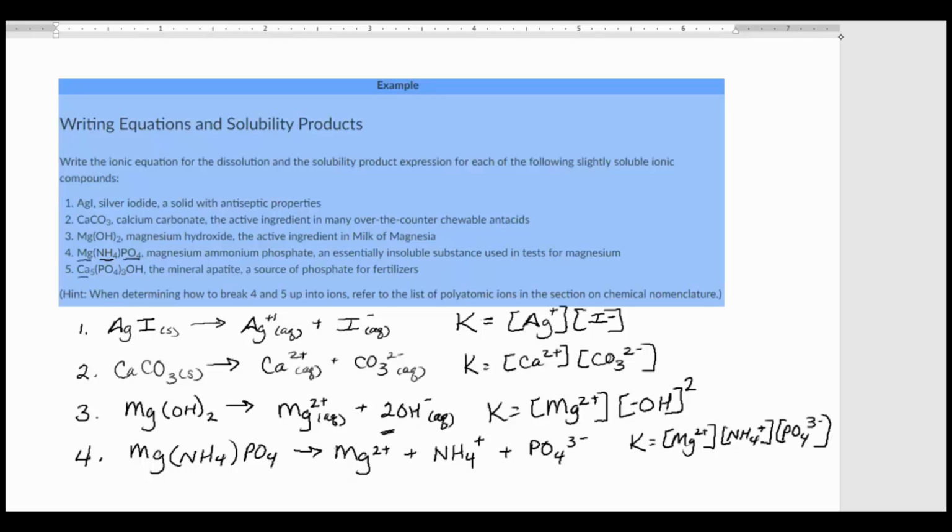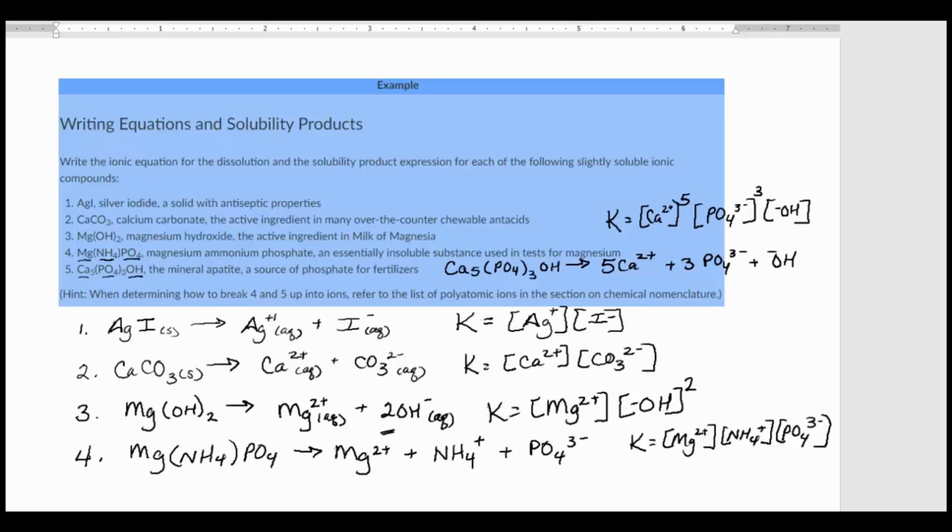So for number 5, we have these 3 ions. Pay attention to these subscripts though. So we have this solid, and it will break into 5 calcium plus 3 phosphate plus a hydroxide. That makes the K expression equal to calcium raised to the 5th power times phosphate raised to the 3rd power times hydroxide.